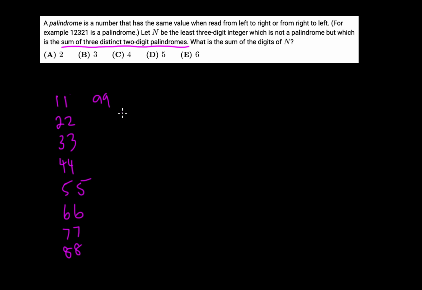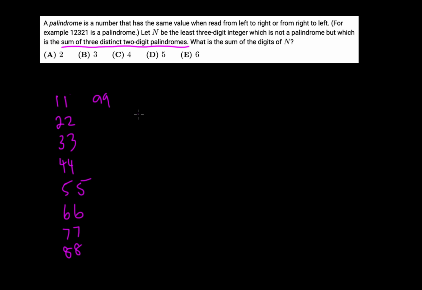So what do we notice about all of these palindromes? Well, they're all divisible by 11, and if we try to think through the numbers from 1 to 100, we can see that the only numbers that are palindromes are multiples of 11. So basically what it's saying is the sum of three distinct two-digit multiples of 11. And the sum of multiples of 11 would be a multiple of 11, and here's why.